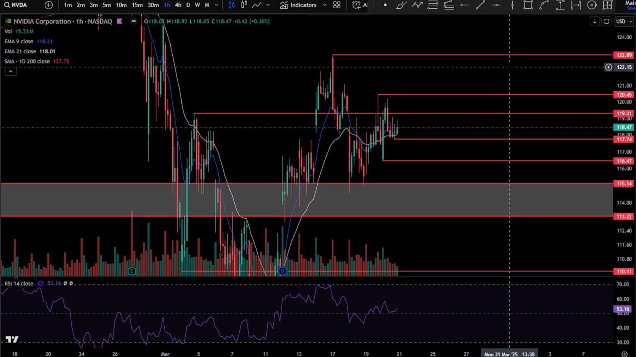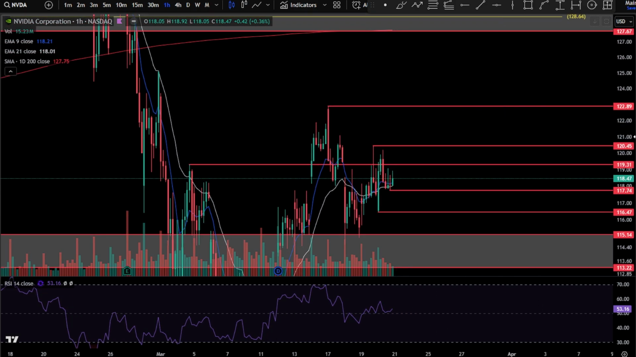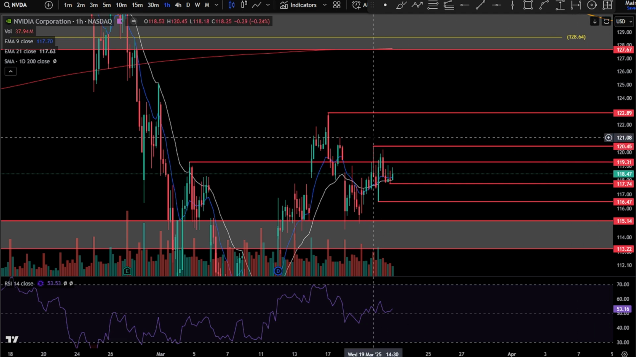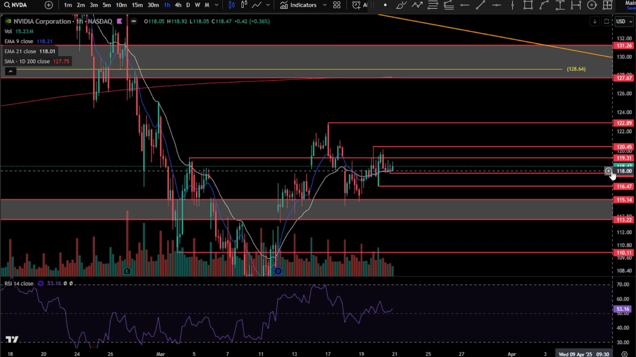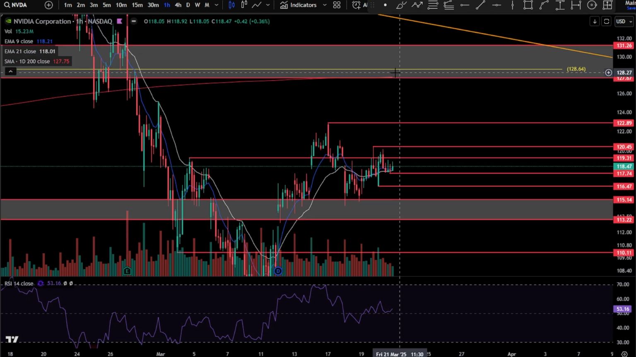On the upside, 119.31, break above there. You're watching 120.45. Okay. And then if you can get above there, you couldn't today. You get above there, 122.89. That's the key level to break. And then you have a move up to 127.67.